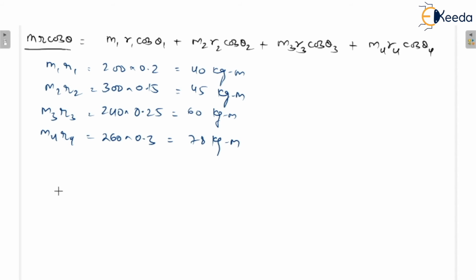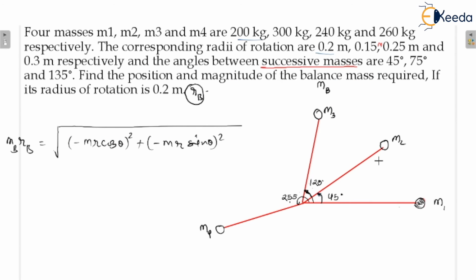Okay, we just have to put here theta 1 is 0 degree and theta 2 is 45, theta 3 is 120 and theta 4 is 255. Generally, they will give you the angle between the successive masses. If the angle between the successive masses is not given, then you have to assume angle from the reference. It will mention in the question, don't worry about it.